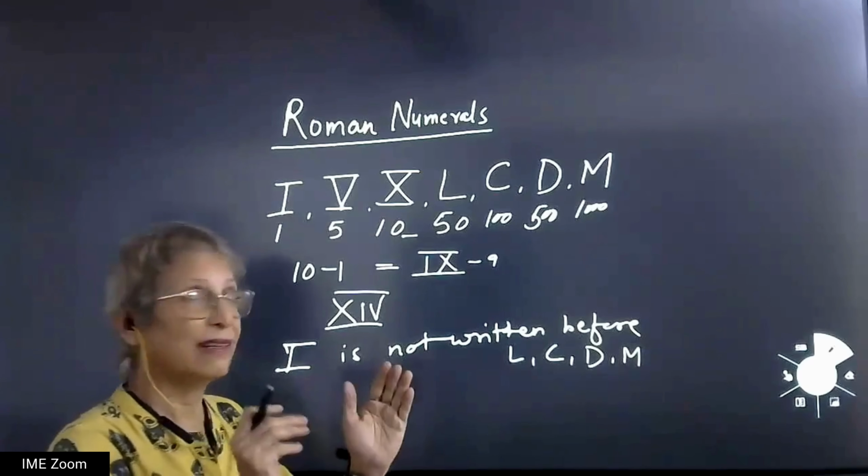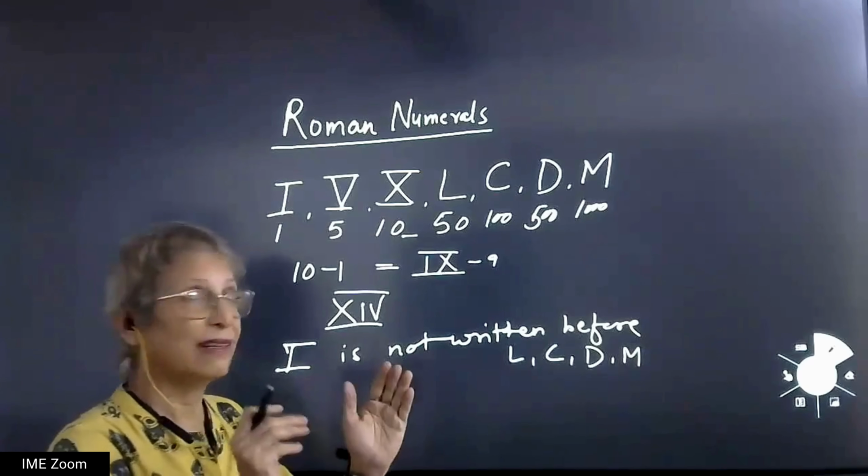Okay. Now, look here. 30 means XXX. But 40 we cannot write 4 times X. Then what is to be done? Then 10 less than 50. So 40 is written XL. 10 less, less we are writing on the left side. So XL is 40 and then 50 is L. 60, for 60 we write LX. And then for 49, we write XL, that is 40, plus 9 is IX.